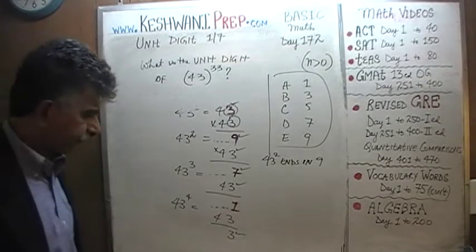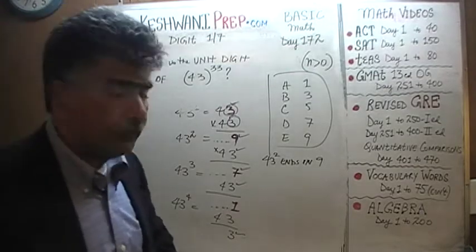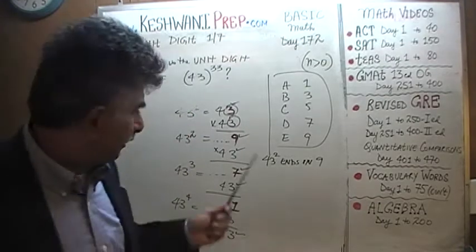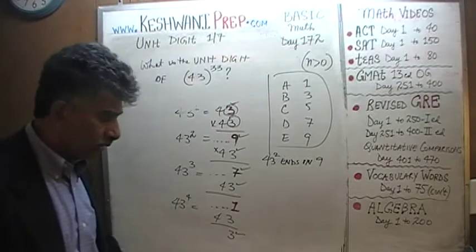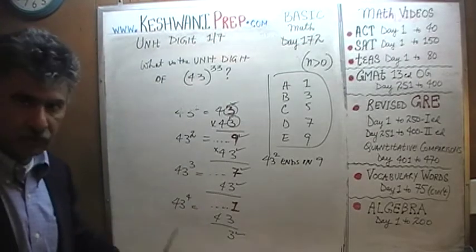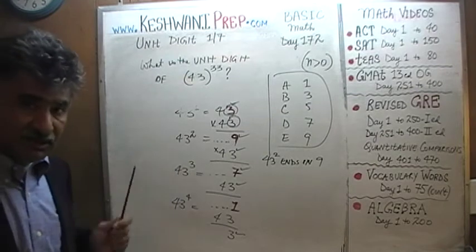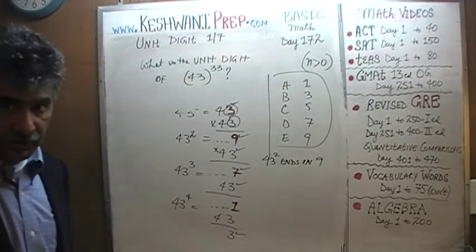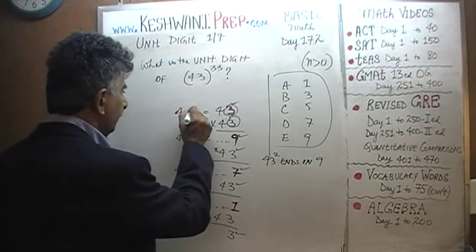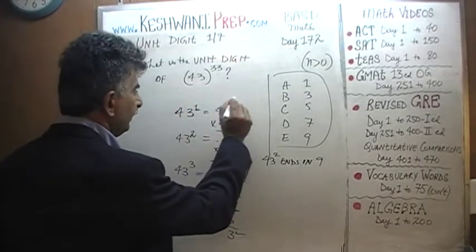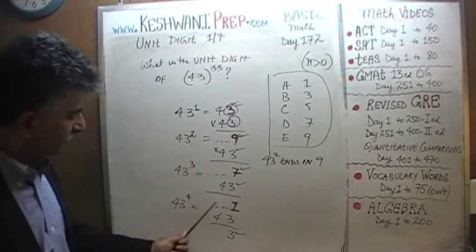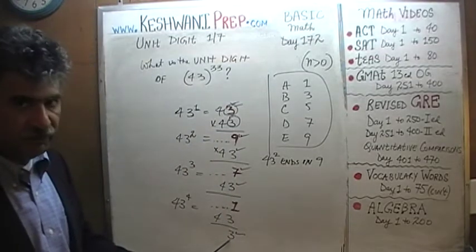Well, here we go. Most of the work, if we had done this problem by itself to start out with, we would have had to do all of this work to begin with. Since we did the previous question, most of the work is already done. We already know that 43 raised to 1 ends in a 3, 43 raised to 2 ends in a 9, 43 raised to 3 will end in a 7, 43 raised to 4 will end in a 1, and after that the series will return.